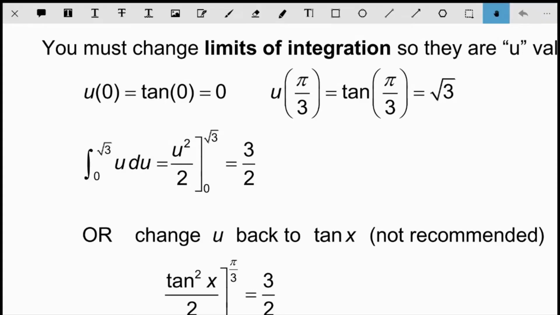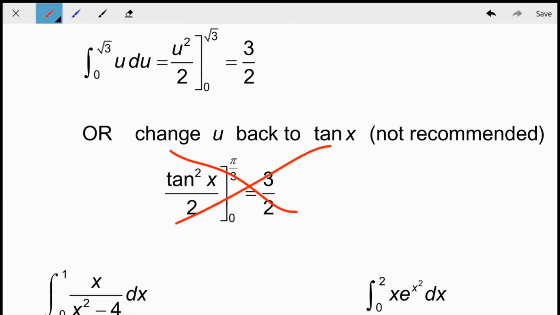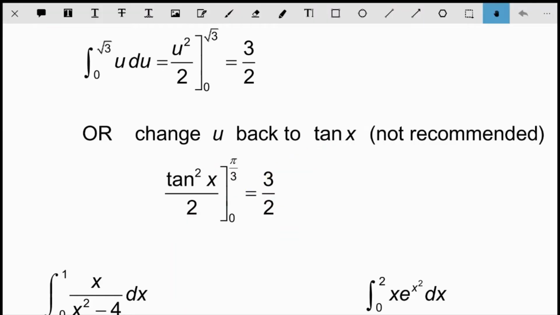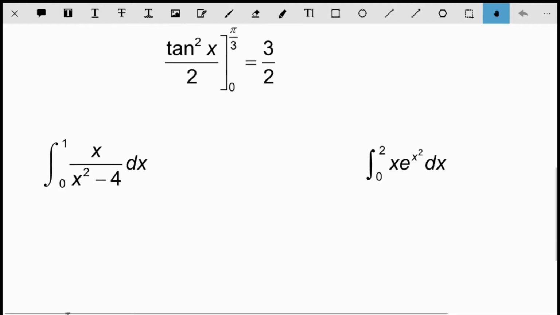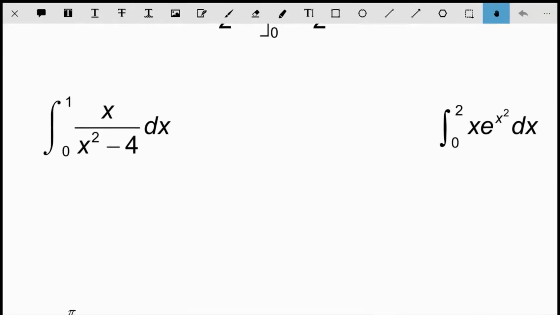Now, the other thing you could do, if you wanted to, is change it back in terms of the original function that we had for u. U was tangent x, and I can change my limits of integration back to go from 0 to pi over 3 again, because those are x values, and I still get 3/2. But the reality is this is not necessary. We've already gotten 3/2 without doing the back substitution. It's just a completely unnecessary extra step because we changed those limits of integration into u values. All right, I'll go through a couple of examples and then I'll have you try a couple of these, and you'll see this is actually a pretty simple process.